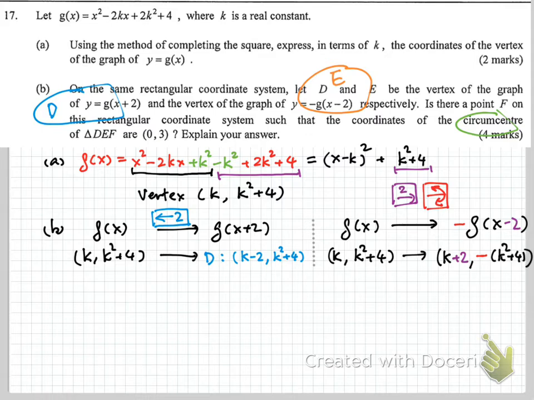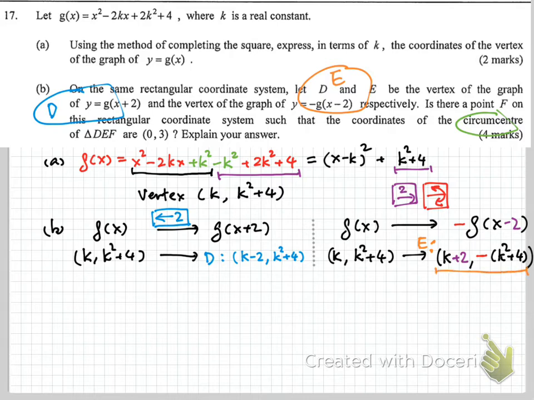Alright, so this is point E. This is your new point. Point E is something like this. Point D will be (k minus 2, k squared plus 4). Point E will be (k plus 2, negative of k squared plus 4). These are point D and point E.